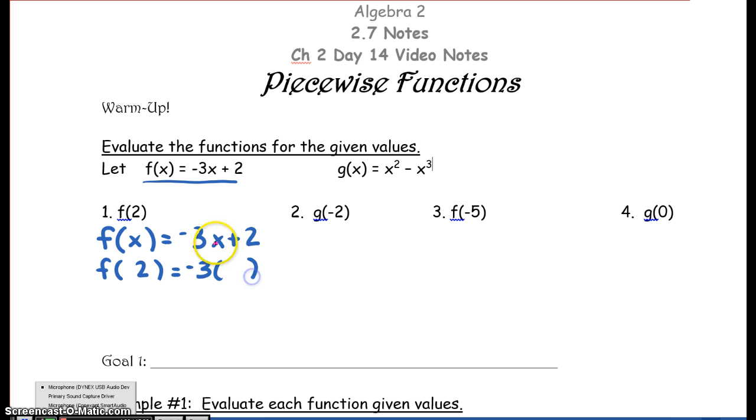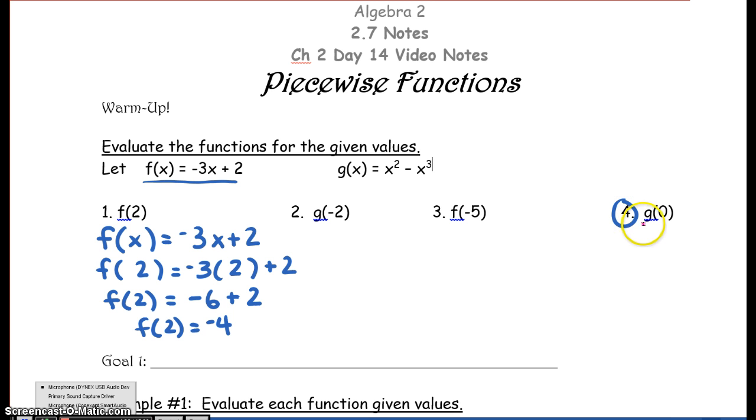Here's another x, replace it with 2. Notice I put parentheses every time I do that. So f of 2 equals negative 3 times 2, which is negative 6, plus 2. Then f of 2 equals negative 4. That's how we evaluate a function.